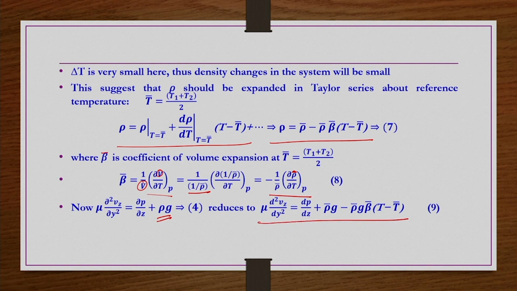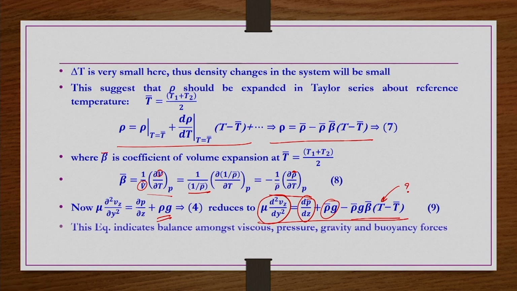Now, this equation we have to integrate to get the velocity distribution. Before that, we should also substitute for T, which we do subsequently. This equation gives a balance amongst different forces. This term indicates the viscous force, this term gives the pressure force, this term gives the hydrostatic pressure, and this gives the buoyancy force. So the balance amongst viscous, pressure, gravity and buoyancy forces is given by this particular equation.